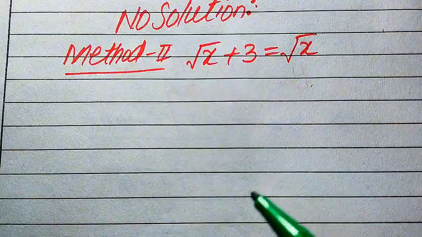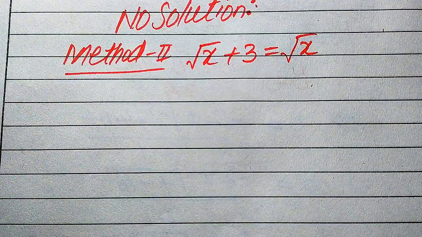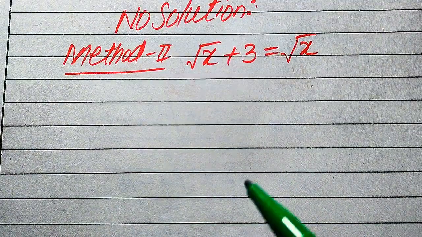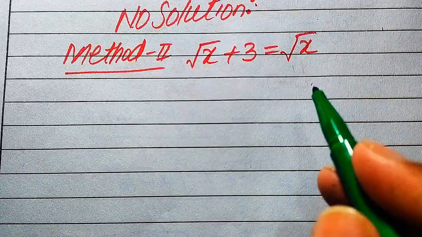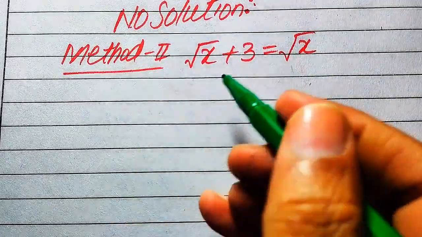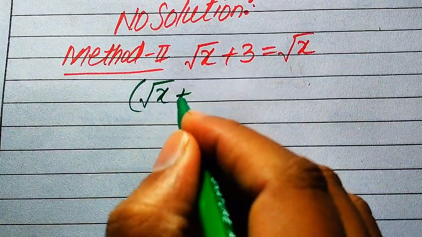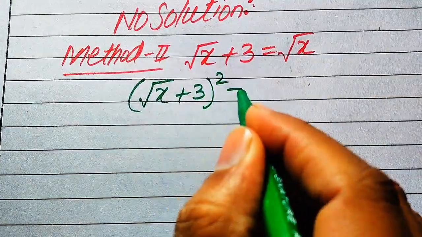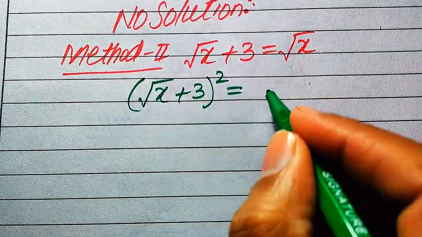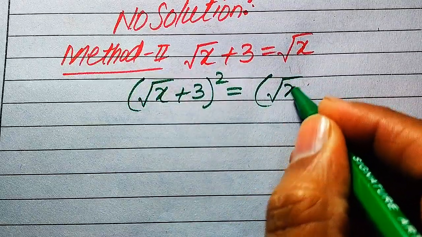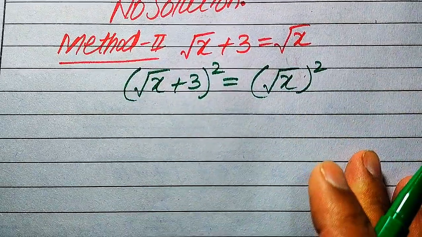And if in your exam the question statement is that you just determine the solution of this question, then you do our method number 1. So here in the second method we need to take squaring on both of the sides, and when we apply squaring on both of the sides, it will be written in this form: square root of x plus 3 whole square is equal to square root of x whole square.